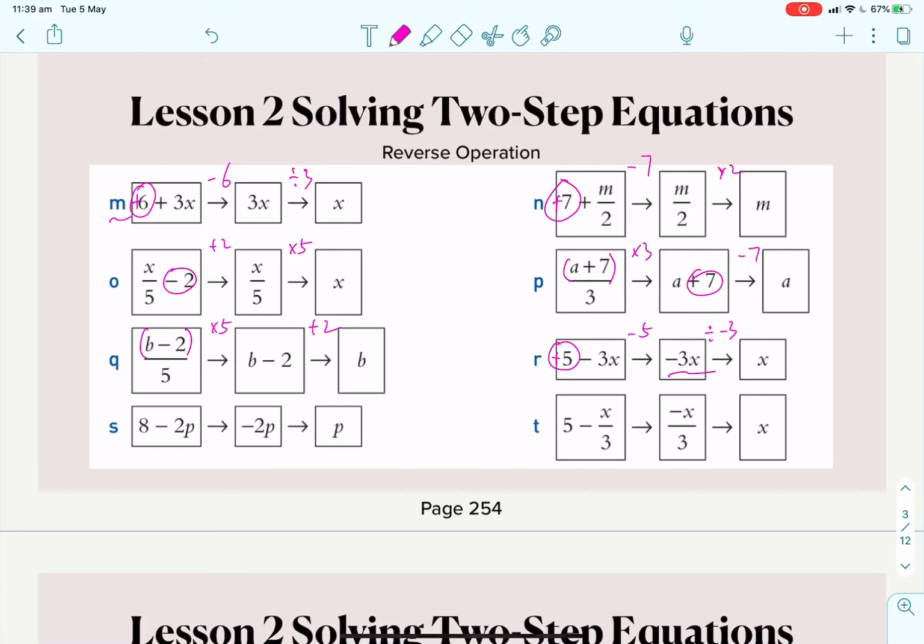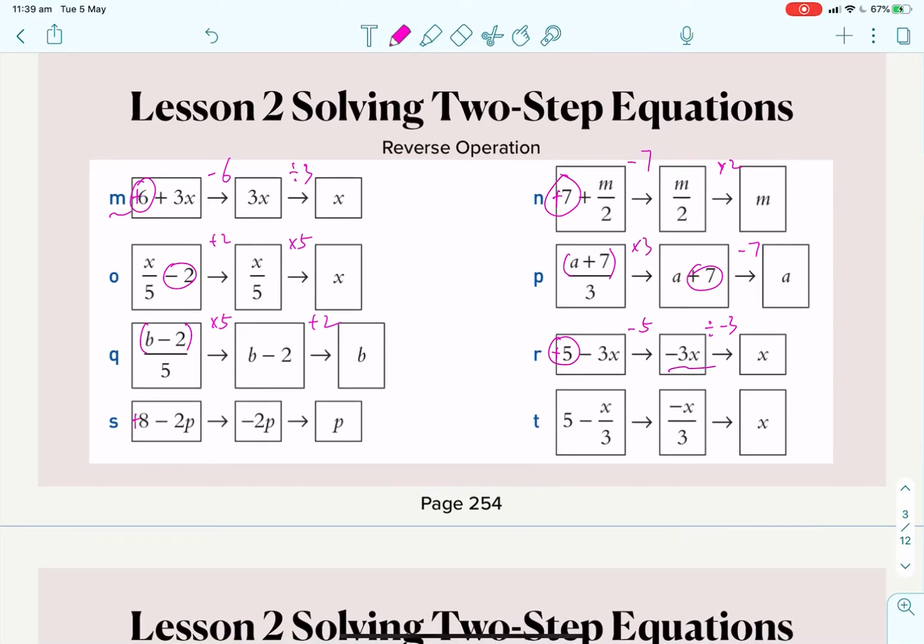Okay. Now again, we got an invisible plus, so we do minus 8. Okay. Now we got negative 2p. So negative 2 times p, opposite of times negative 2 is divided by negative 2. Okay, that's what you got. That's what that is. Now the last one is the hardest here.